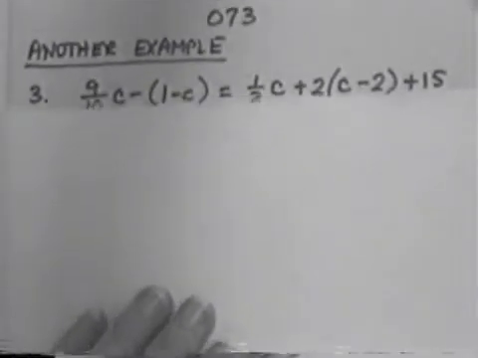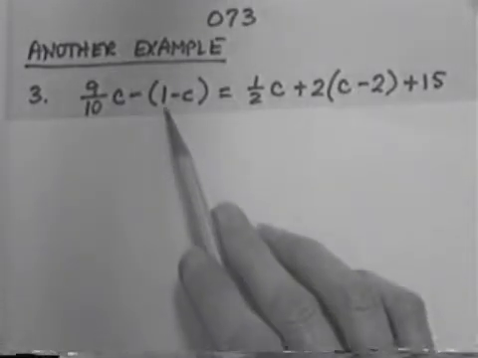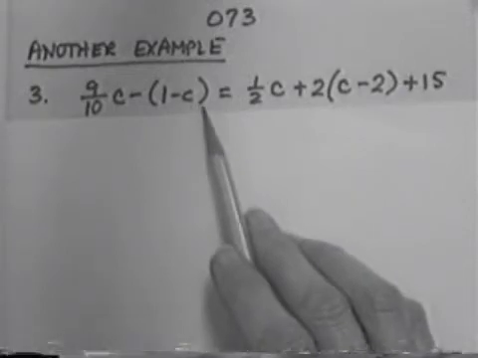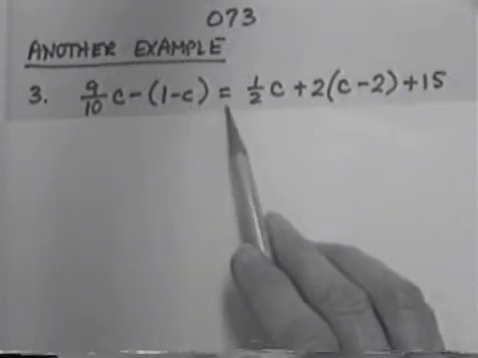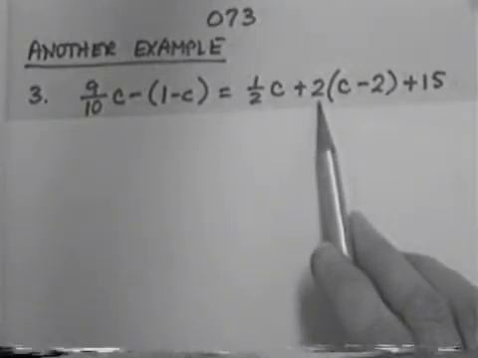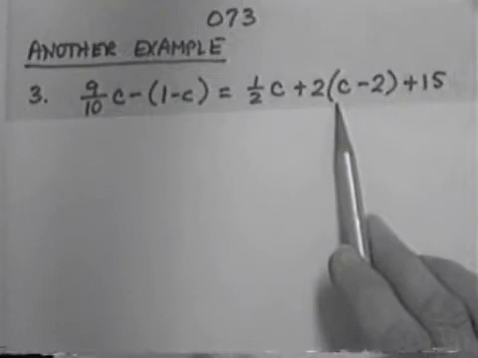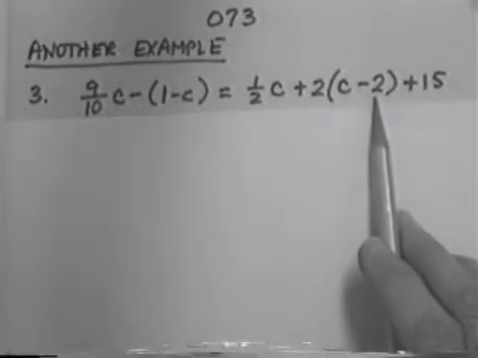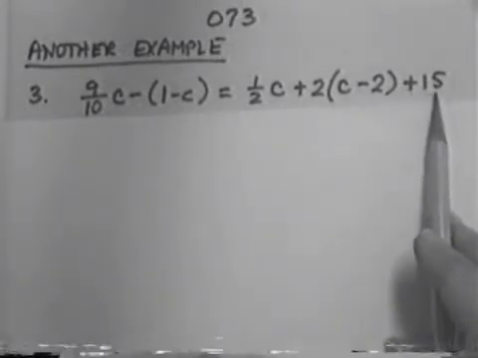Let's go to another example. This one is long. Let's see if I can get it all on the screen. Example 3. 9/10 C subtract, in parentheses, 1 subtract C, close the parentheses, equals 1/2 C plus 2 times, in parentheses, C subtract 2, plus 15.